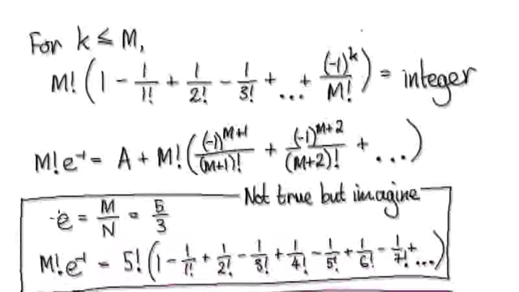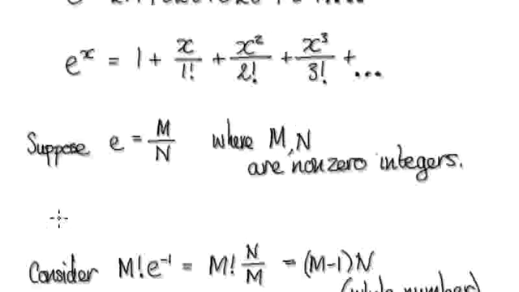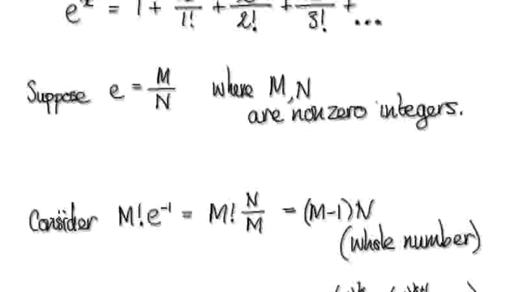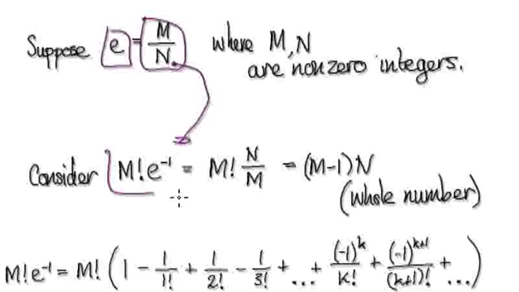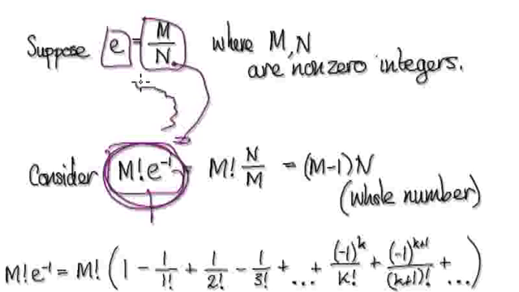So going back to here, we are saying that e can be expressed as a fraction. If e can be expressed as a fraction, then this must be a whole number. Well, we've just seen that this thing here is not a whole number, so we have to go back to here and say you cannot write e as a fraction. So e is irrational. Okay, I hope you can follow that.